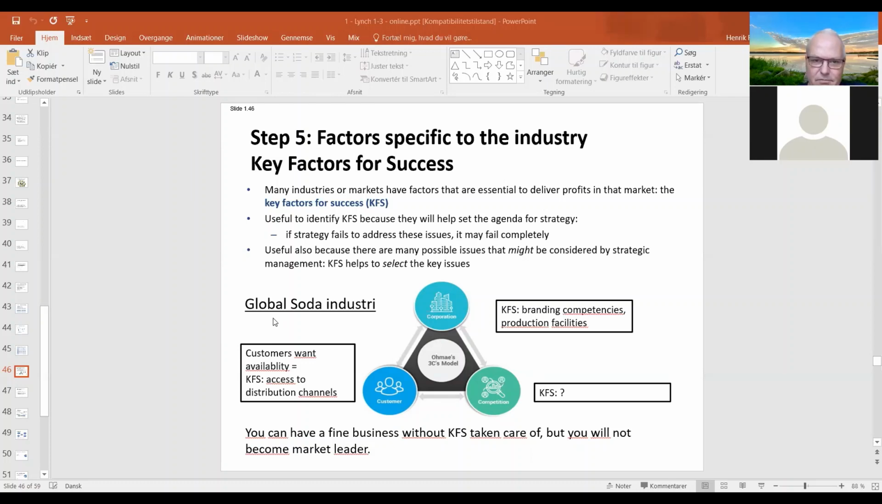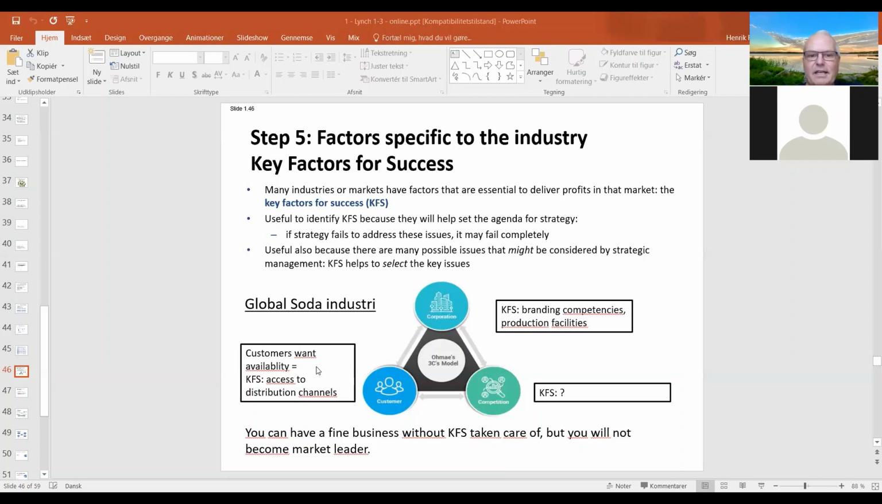If we look at that, then we could see what it is that customers want from a global brand. Well, they want availability. What does that mean to a company, that customers want availability of their product?